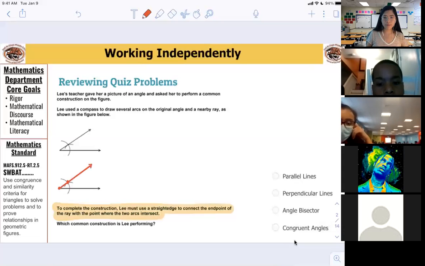Angle bisector. Did she cut that angle in half? Congruent angles. I'm sorry. Congruent angles. Bro just loves talking out of turn. Congruent angles. That's it, guys.